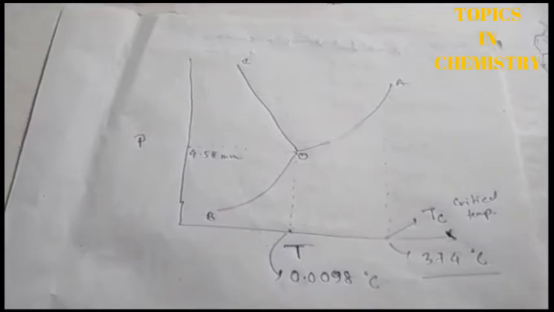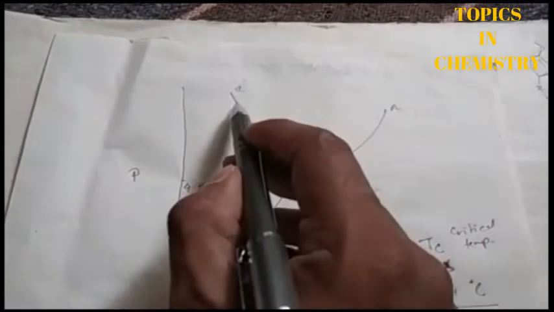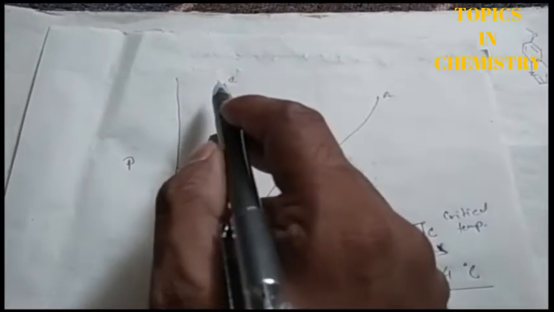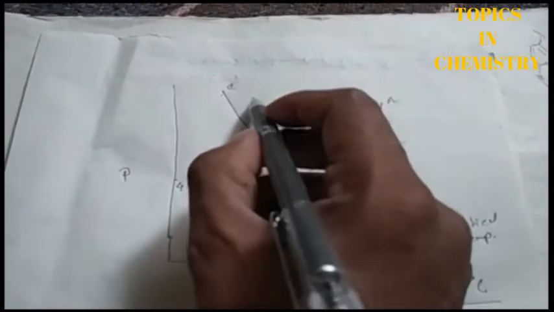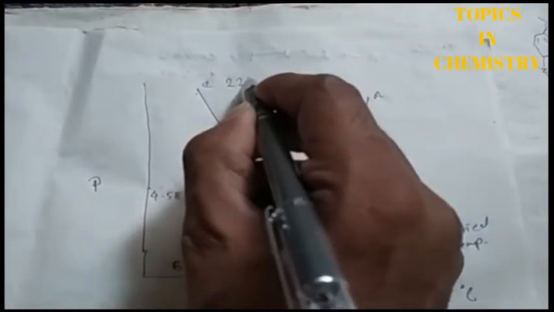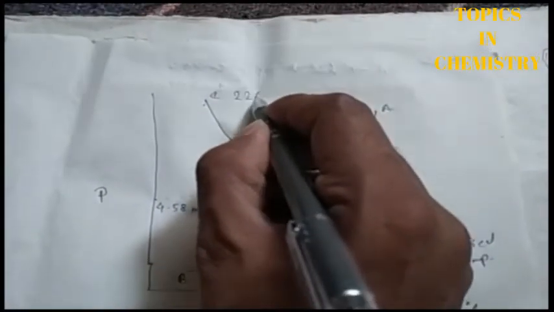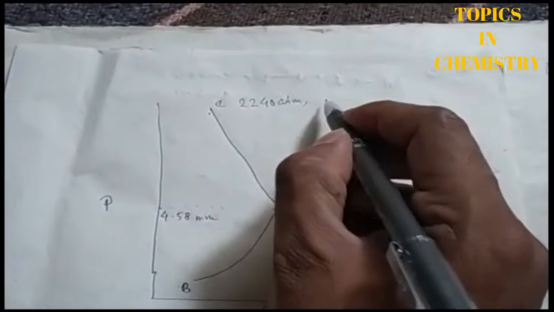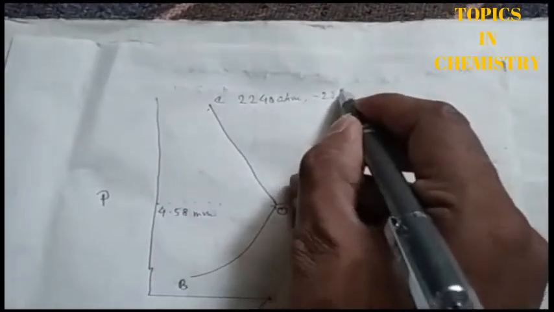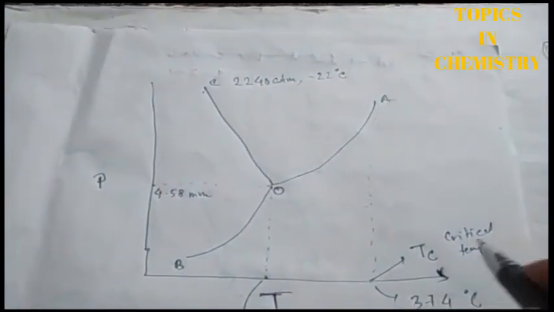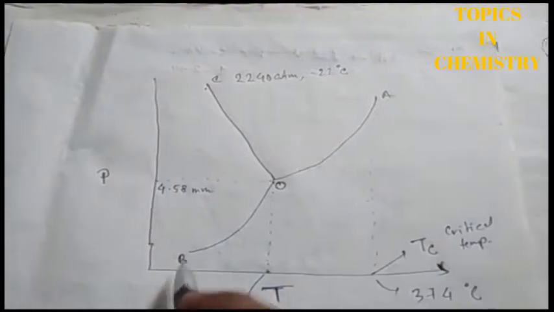Now come here, this C point. This is the other point, from the melting point curve. At this C point the pressure is 2240 atmosphere, and the temperature is minus 22 degrees Celsius.